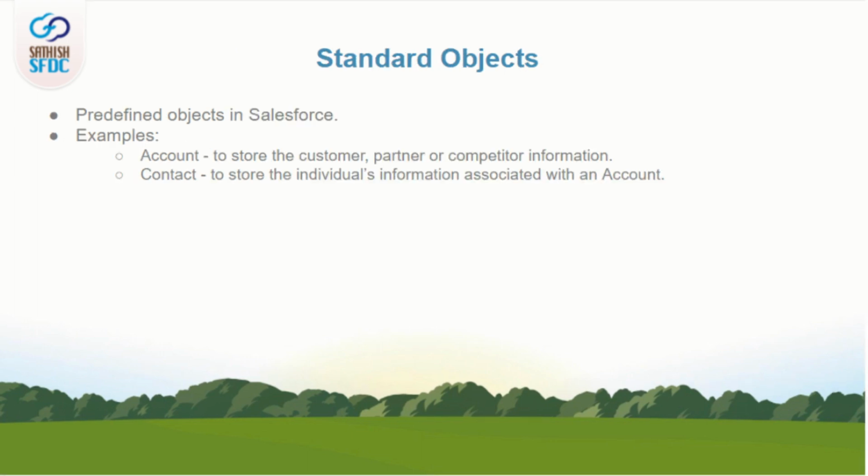What are standard objects? Once you sign up for your Salesforce org, you will be able to see a few objects that are already created to store the data. Those are called standard objects. For example, Account is a standard object, which is used to store the customer, partner, or competitor information. Contact object is to store individuals' information associated with an account. These standard objects are already created by Salesforce itself.